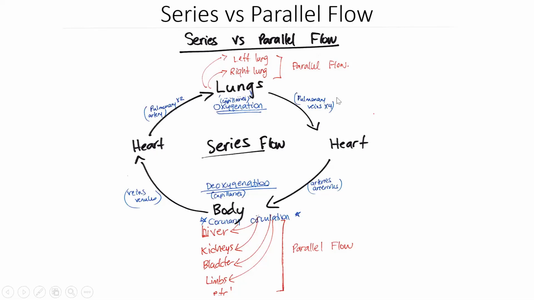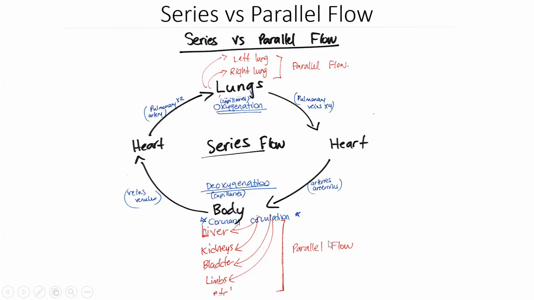Parallel flow, on the other hand, is this idea that blood has an option. It can take a route. So within the pulmonary circuit itself, we can see that blood can either go to the left lung or to the right lung. And so we can think about this as being an option for that blood to take. And so that's an example of a parallel flow. All of the blood does not go to the left lung, and then all of the blood goes to the right lung. Blood has an option to take here. It can go to the left lung or to the right lung because of that branching of the pulmonary artery.